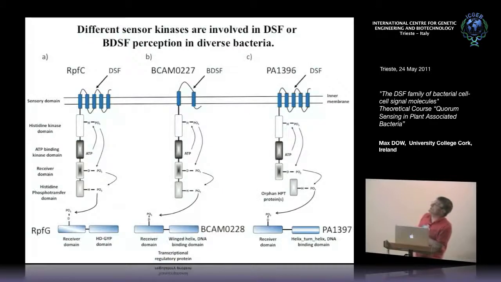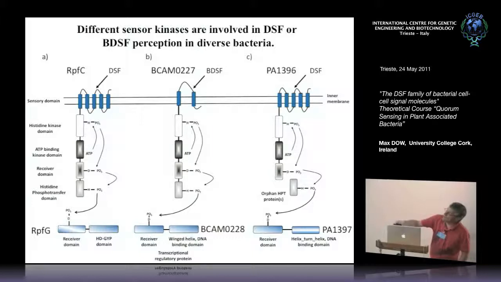So where we are, this just brings us back to, as a summary, we started off with the sensor kinase RpfC involved in recognizing DSF and activating through phosphorylation RpfG, which is an HD-GYP domain cyclic di-GMP phosphodiesterase. The signals in the systems in the other organisms are quite different. First of all, they're not directly related to cyclic di-GMP signaling, because we note that in BCAM0227, we think that BCAM0228, which is actually a DNA binding protein, is a regulator involved in transducing the BDSF signal. We also see here that BDSF is recognized by quite a different domain structure than it is in RpfC, even though the rest of the protein is somewhat similar in domain structure.